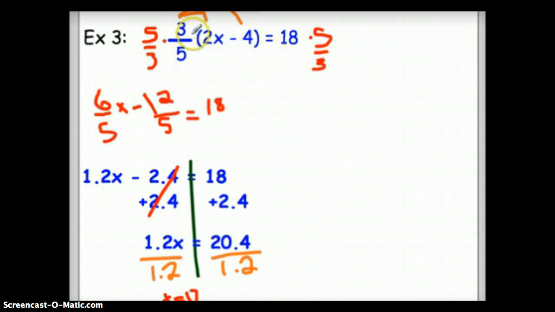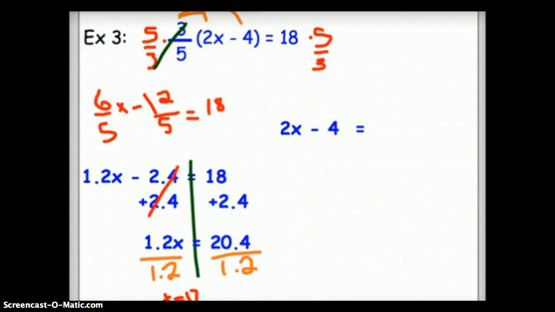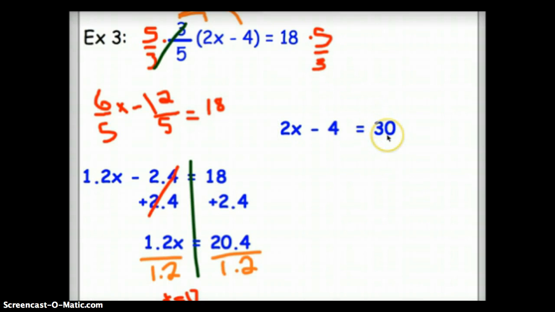Now, life's going to be much easier. 5/3 times 3/5, well, that's just 1. So I'm just left with 2x minus 4 on the left. On the right, we have an integer times a fraction. Remember, you can divide by the denominator, multiply by the numerator, and you can do that in either order. I'm going to go ahead and divide first. 18 divided by 3 is 6. 6 times 5 is 30. So that leaves me with 30 on the right side of my equation.